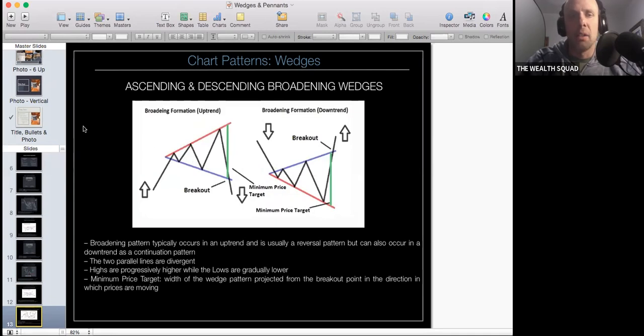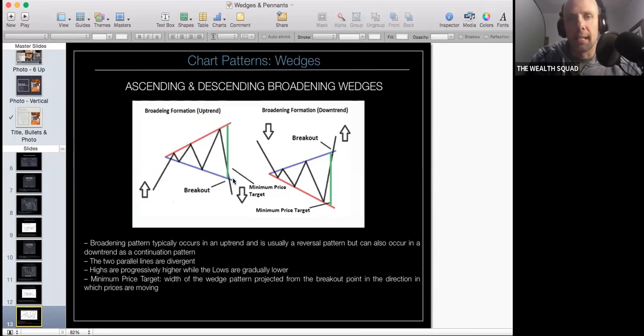So the broadening pattern typically occurs in the uptrend, and it's usually a reversal pattern, but it can also occur in a downtrend as a continuation pattern, which is this, right? You see that the broadening formation keeps getting higher, and you see that this continues to get lower, right? That the support and resistance is inverted from one another, right? So the two lines are divergent of one another. They're going in opposite directions, right? That's what divergent means. It means it's going in opposite directions, and your highs are progressively higher while the lows keep getting lower, right?